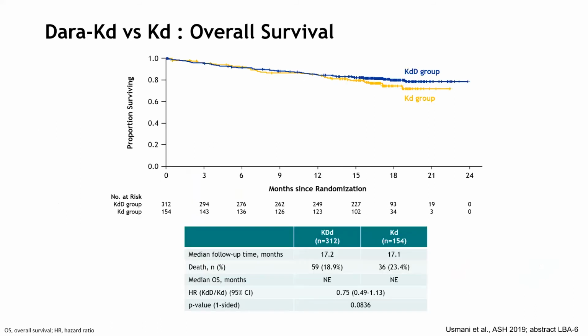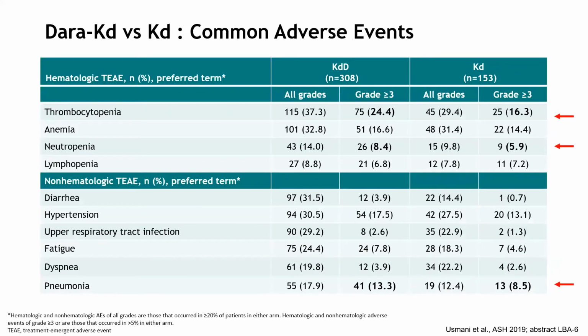Next slide, please. This is the overall survival. Probably there is no significance so far, but we have to observe more and wait more. Next slide, please. This is just telling us the common adverse events, and, as you can see, the last one, pneumonia, infection, is more in the KDD arm. Next one, please.